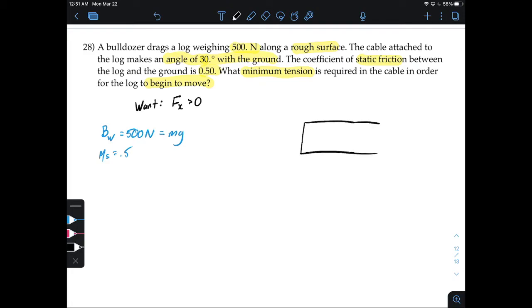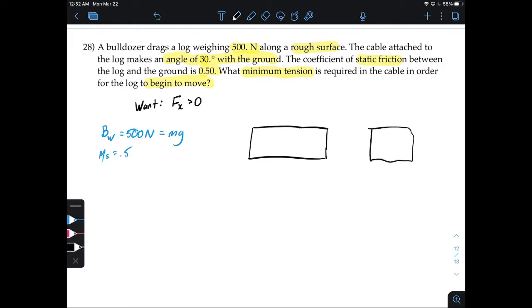And we have some more info that's going to be very useful for my favorite thing in the world, a free body diagram. So this is going to be our log. I'm not going to draw the bulldozer because it doesn't really matter. I'll draw it. Okay, fine. So we got a bulldozer. This is our bulldozer B and our log L. And we're going to have a very nice cable at an angle of 30 degrees.